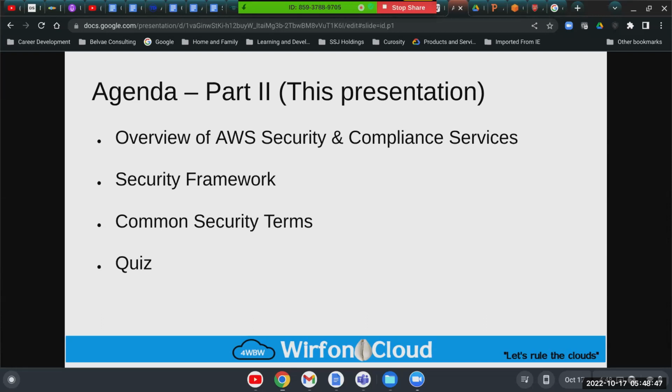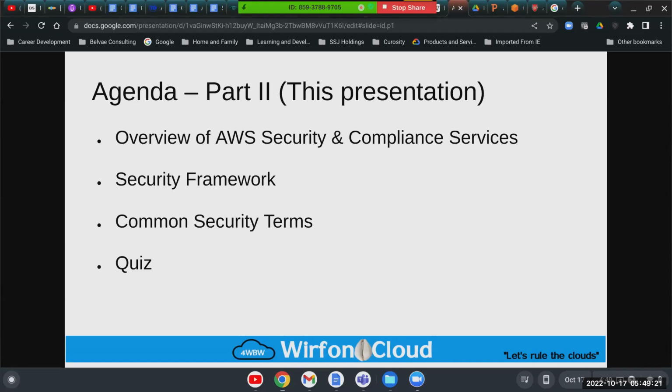Now we have all these services. There must be a means by which we can bring all these services together, a means to structure the services in a way that makes sense. I will then cover some security terms, which you will encounter at some point, on a general level. And hopefully at the end, we'll have a small quiz just to remind us about what we've covered.